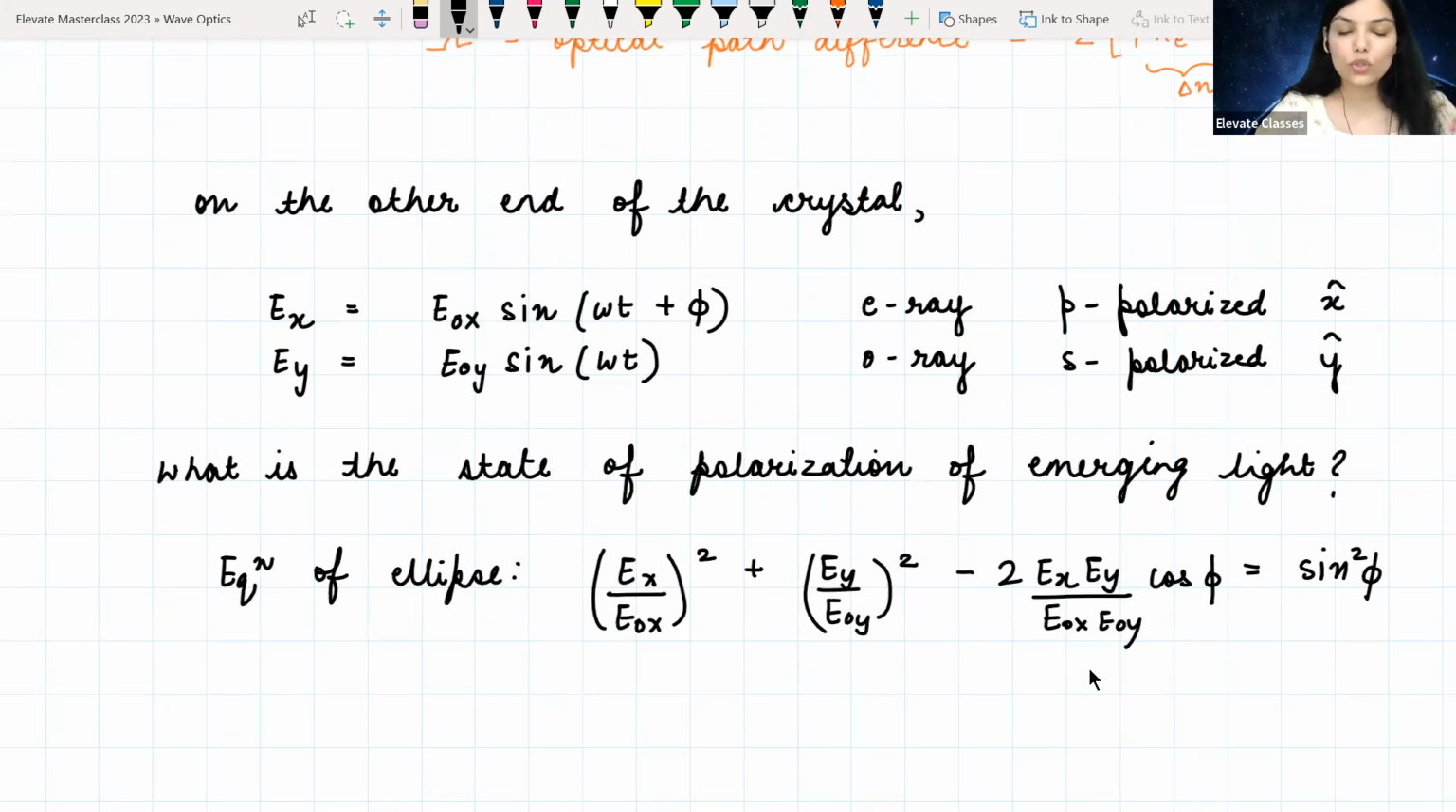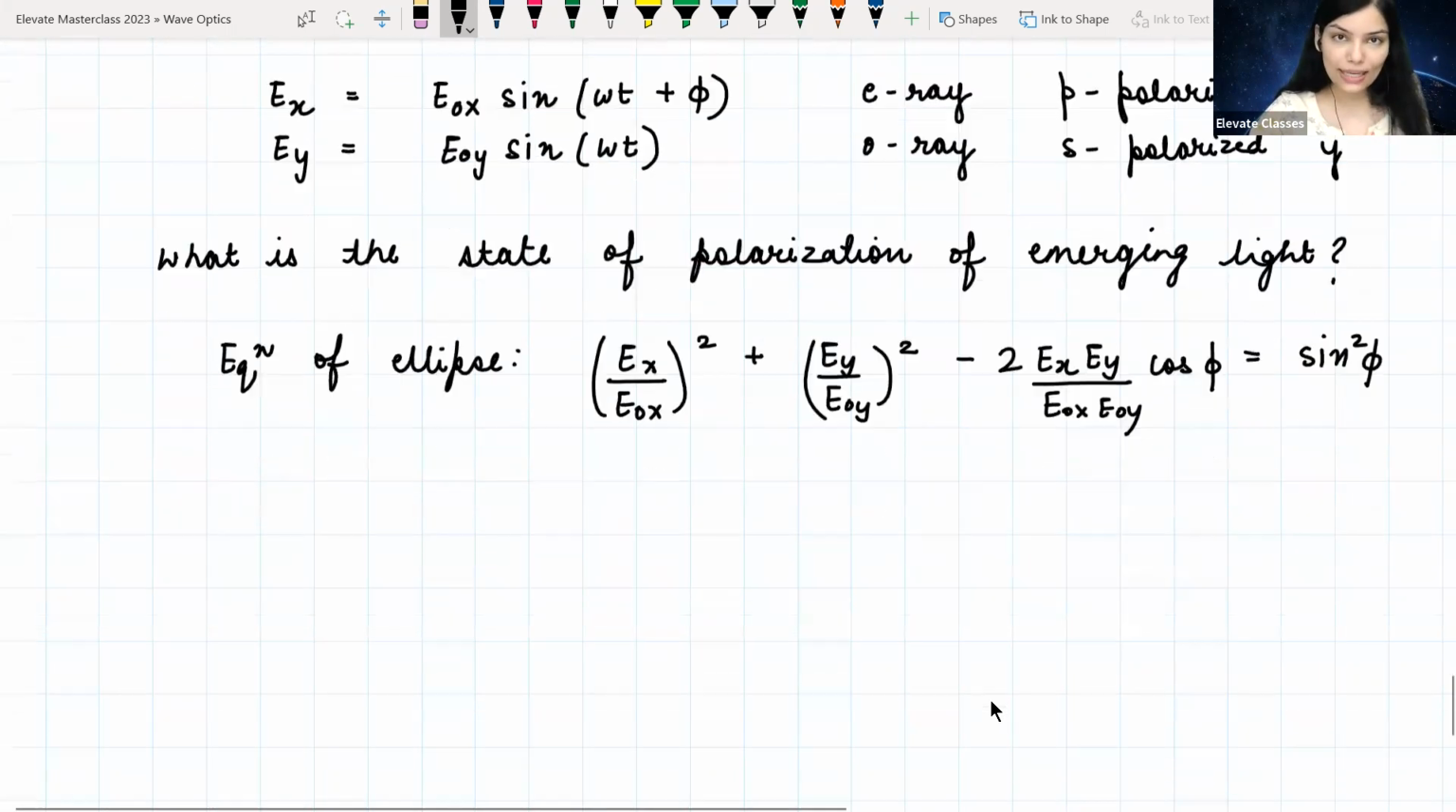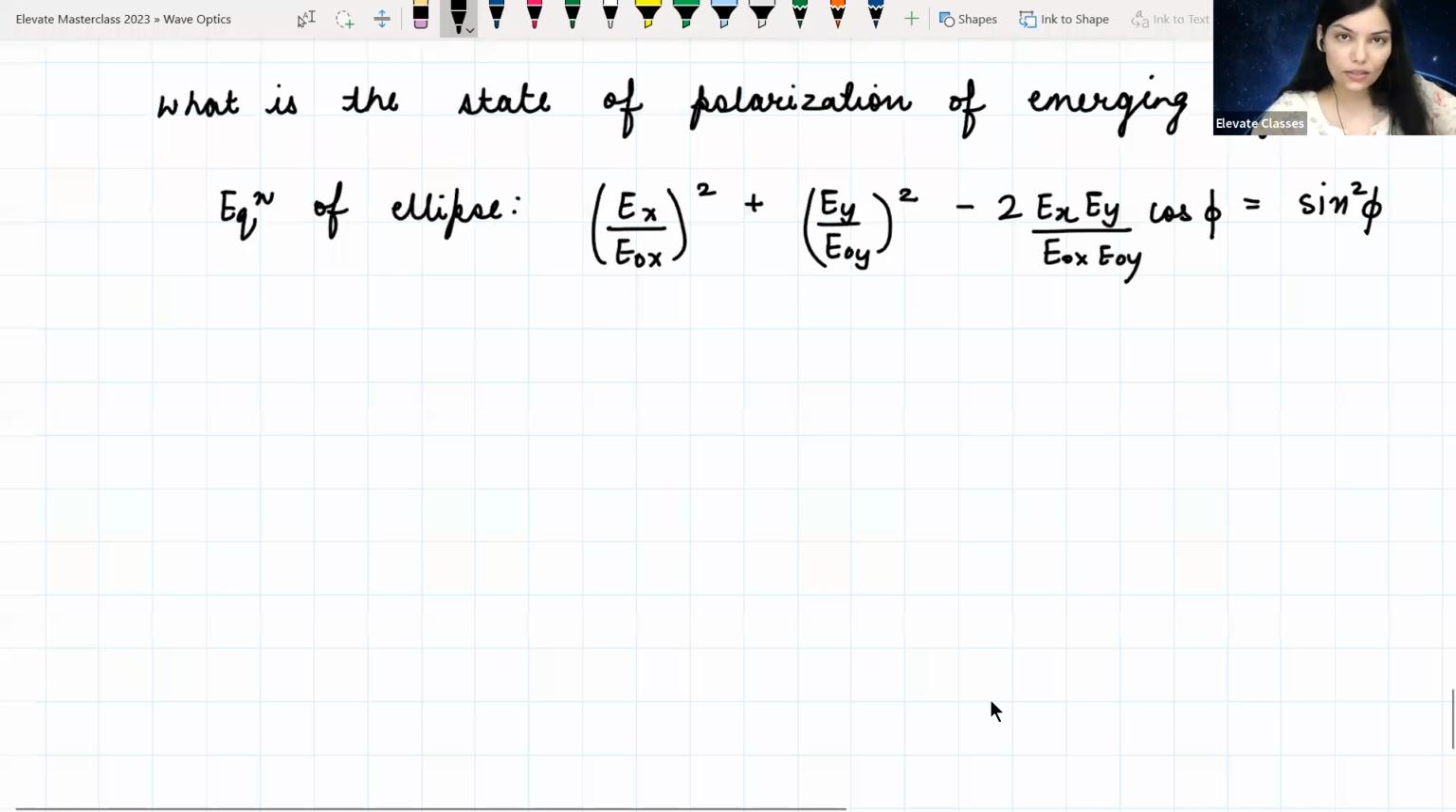I have the freedom to choose phi, and depending on different values of phi, I can actually produce different types of light on the other end of the crystal. Okay. So this is purely repetition, but it is necessary that we write it here so that in the next class when we do questions and discuss the half wave plate and full wave plate, there will be nothing left to discuss, I will only revise this a little bit.